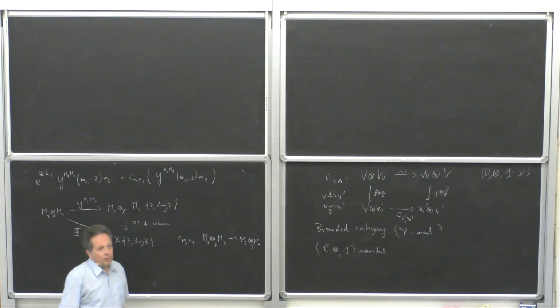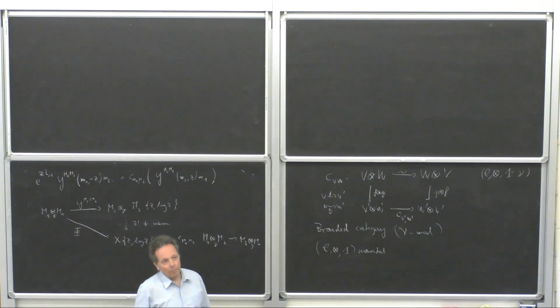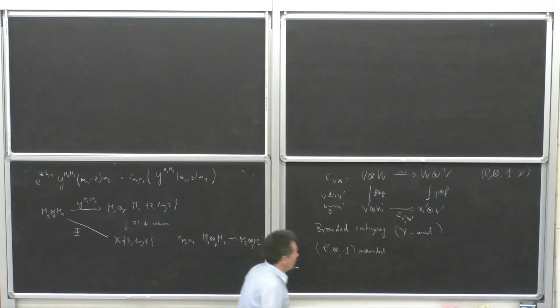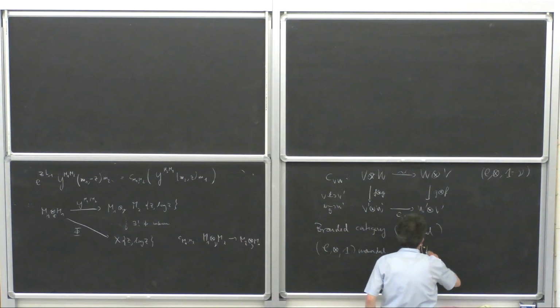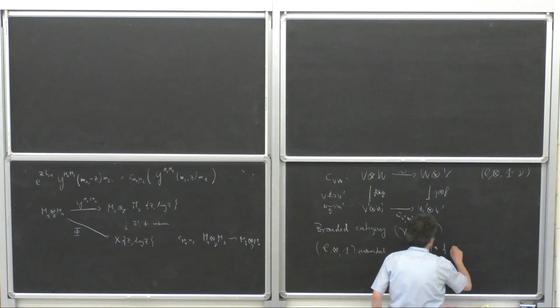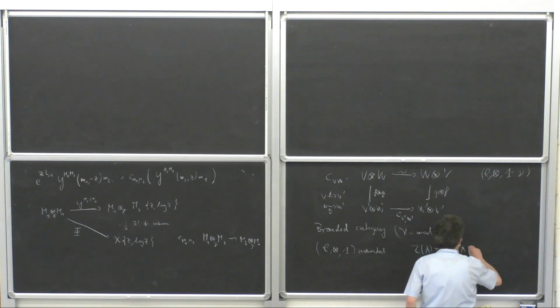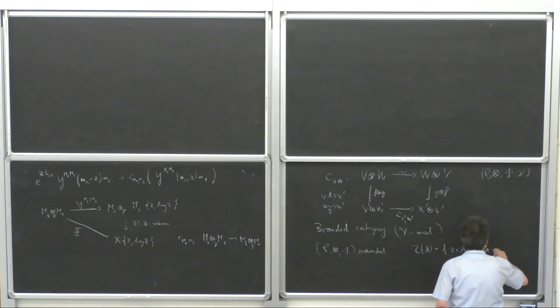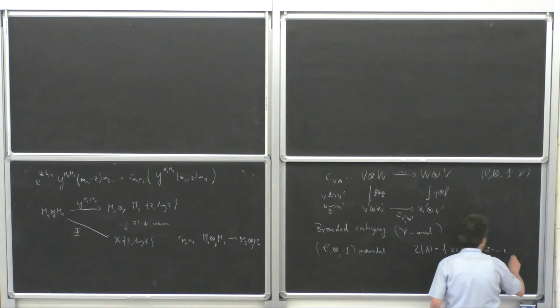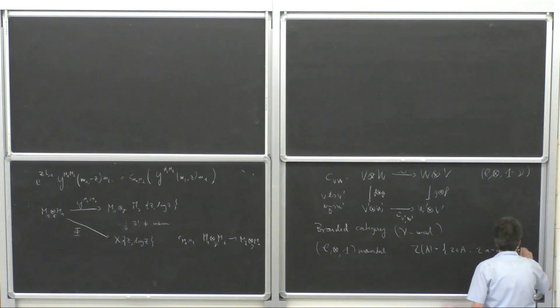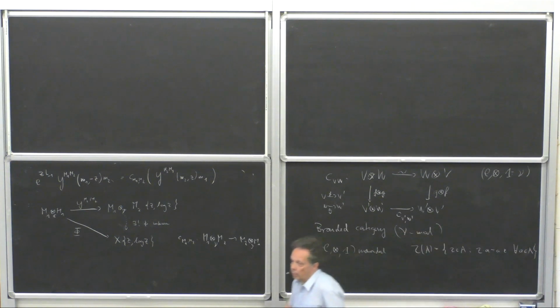How do you find a commutative algebra from an associative algebra? Well, you look at the center. What is the center of an algebra? The center of an algebra is those elements Z of A for which Z times A is A times Z for all A in A. This is something you've seen in elementary courses.